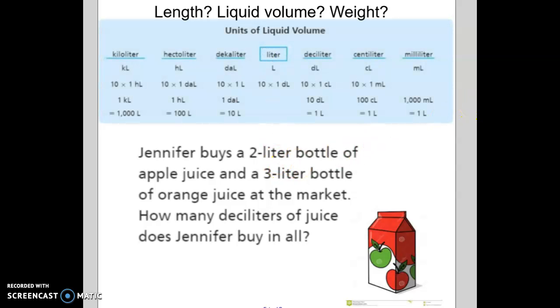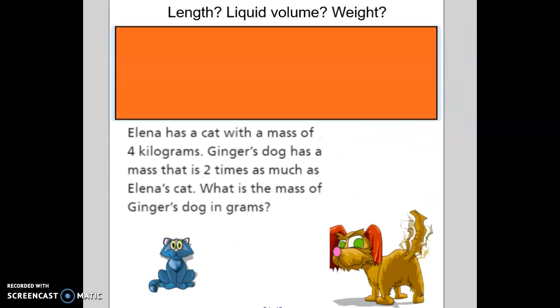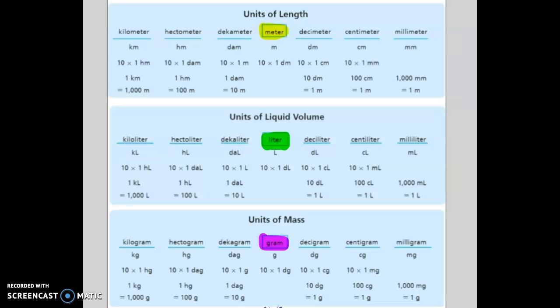So here is our chart using liters. She buys a 2-liter bottle of apple juice and a 3-liter bottle of orange juice. So how many deciliters does she buy in all? Well, she buys 2 liters of apple juice, 3 liters of orange juice. So she buys 5 liters of juice in all. How many deciliters is that? Well, there's 10 deciliters in every liter, and she has 5. So how many deciliters of juice does she have? 50. Correct.